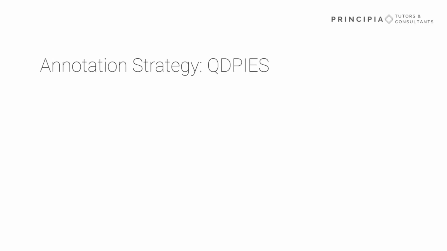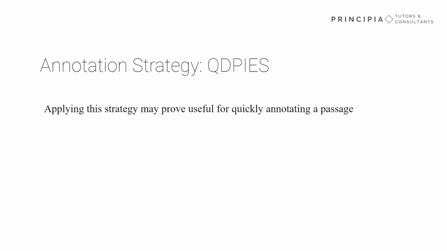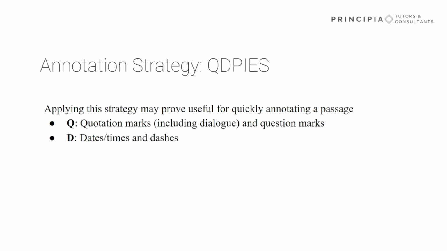So what is a QDPIES strategy? Each letter in this acronym represents a different element to note and identify as you read a passage. Q for quotation marks and question marks. So that would include dialogue and question marks, quotation marks used for emphasis. The D for dates, times, and dashes. So it's important to note when you see these.